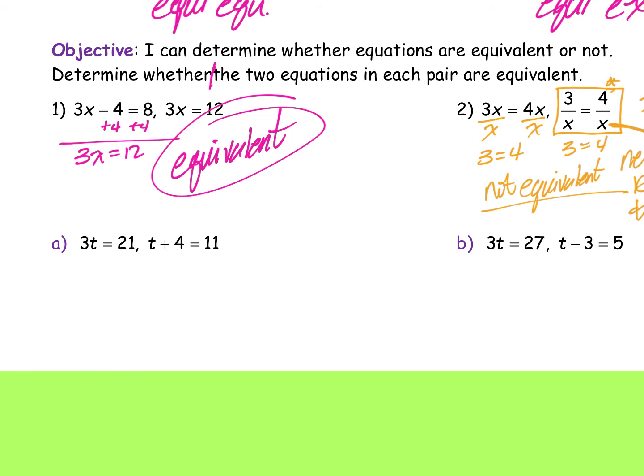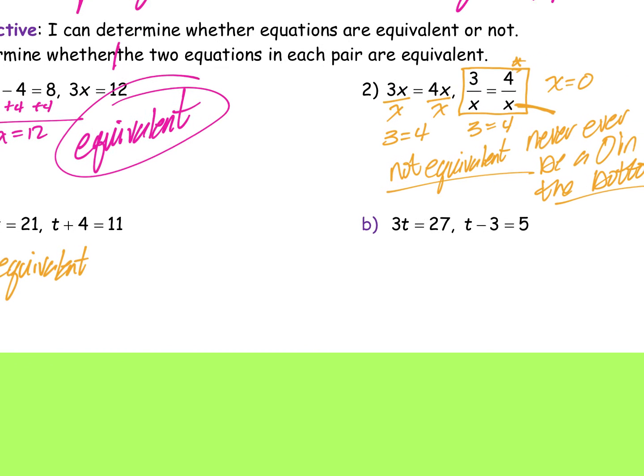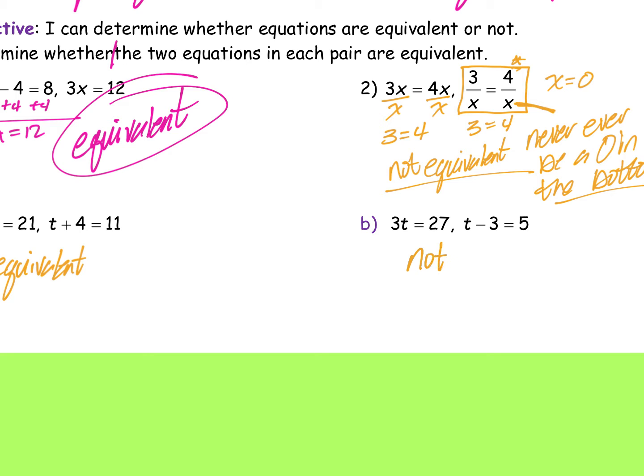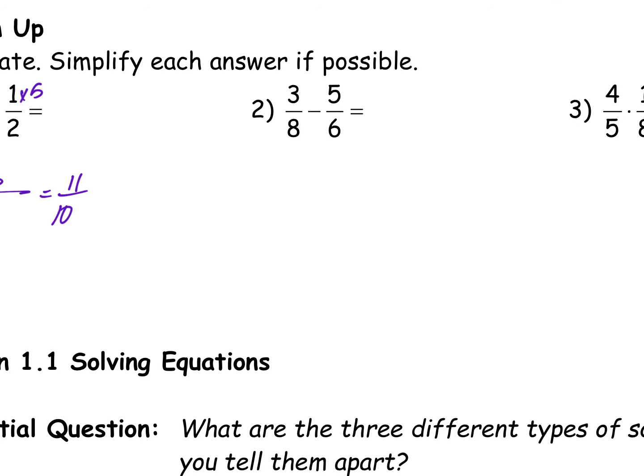A, what is A? Equivalent or not? Equivalent. What does T equal? Sorry, I went to highlighter instead of pen. Equivalent, they both equal 7. Good. And B? Not equivalent. Not too bad so far, you guys? First page. 24.